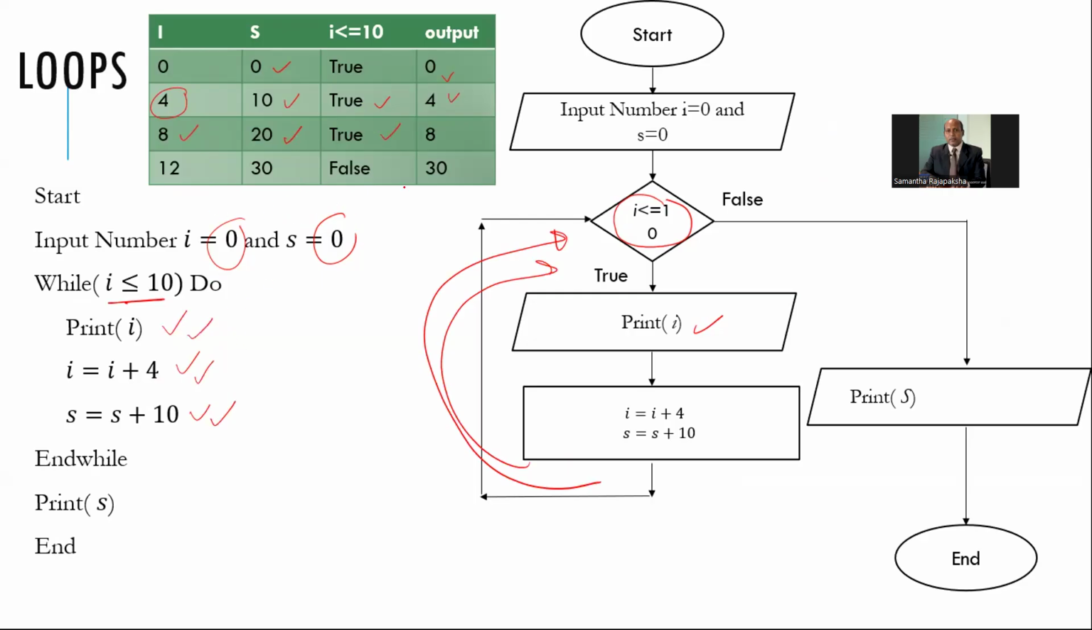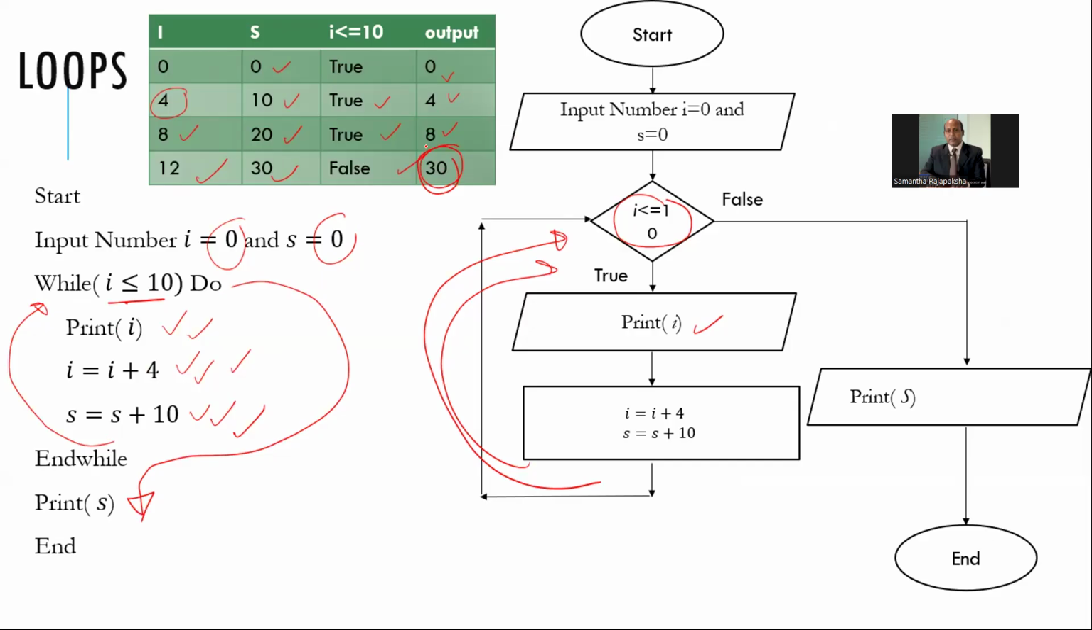And print I. I is how much? 8. I is incremented by 4, 12. S is incremented by 10, 30. And you go back and check the condition. Now I is how much? 12. Is 12 less than 10? No, condition false. Remember, if the condition is false, exit and go to the end of the loop. That is print S. S is how much? 30. That is how you get the output. So the program output is 04830.